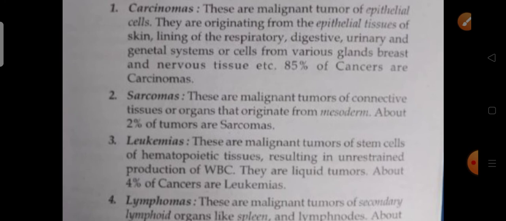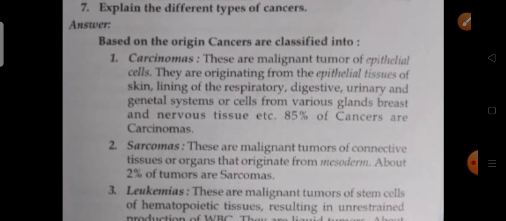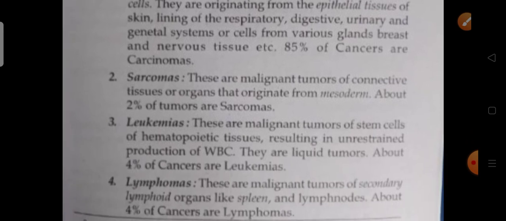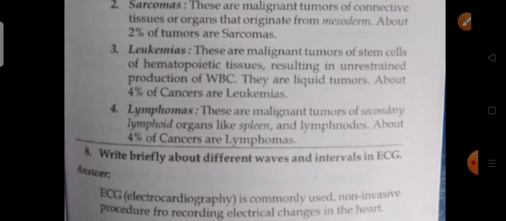Sarcomas. They are malignant tumors of connective tissues or organs that originate from the mesoderm. About 2% of tumors are sarcomas. Carcinomas come from the epithelial cells. Next are sarcomas, which come from the connective tissues or organs. They originate from the mesoderm. About 2% of cancers are sarcomas.